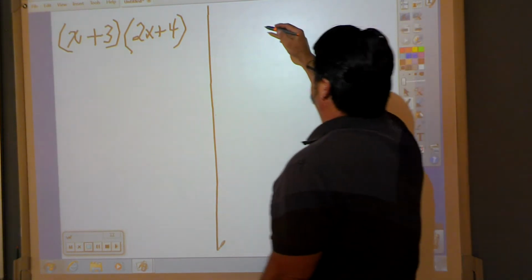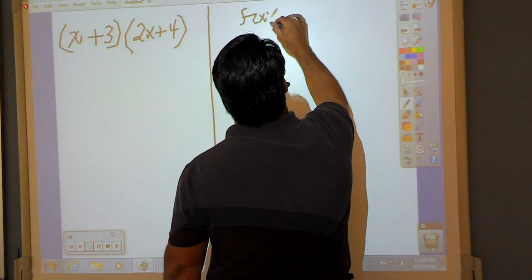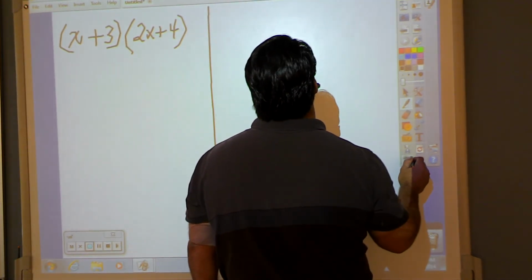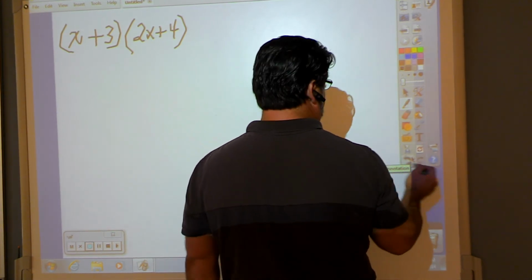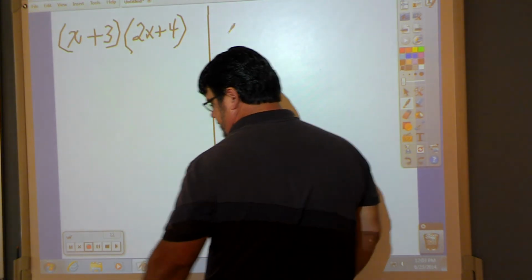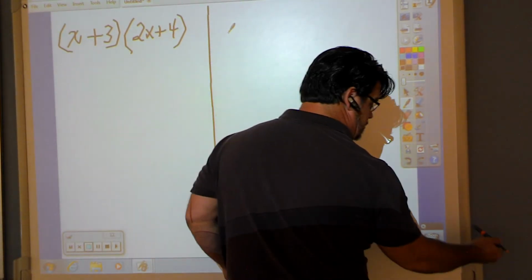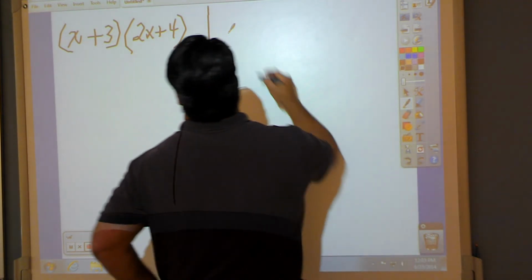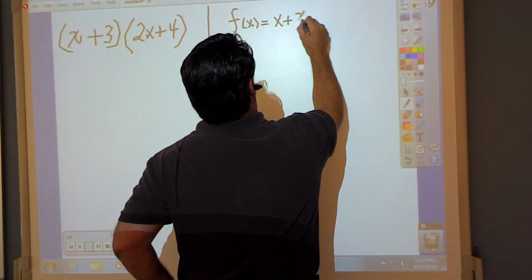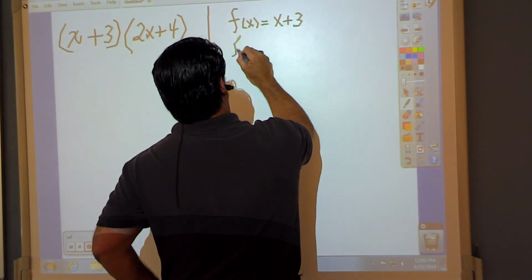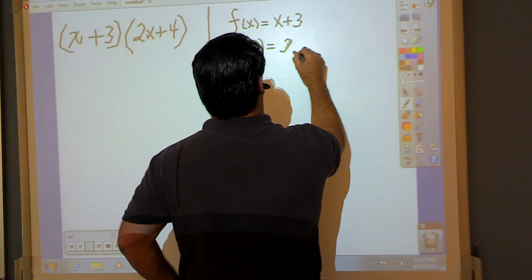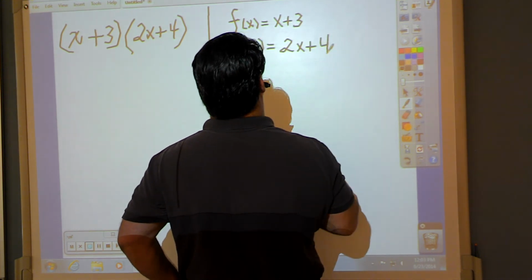And then over here it's going to be f of x is equal to x plus 3. And I know y'all think I'm dragging my pen, but I'm not. Let me try another pen. f of x is equal to x plus 3. I think it's working better. G of x is equal to 2x plus 4. Yeah, it's working a whole lot better.